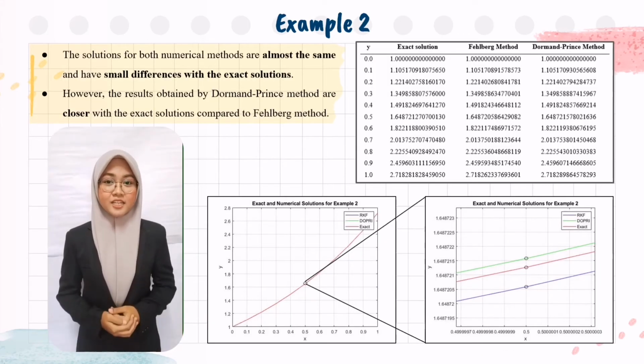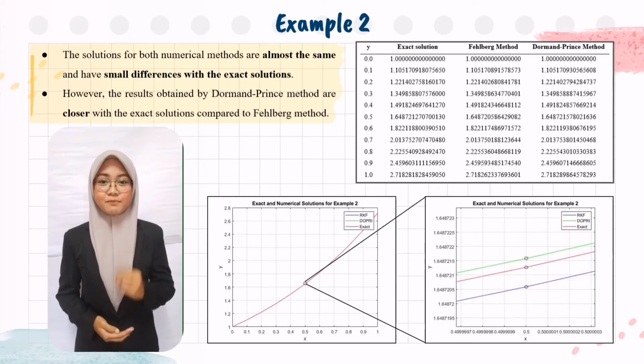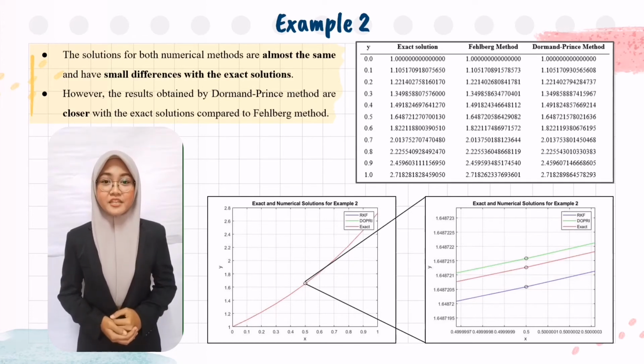Now, let's take a look at the results obtained for example 2. Based on the table and the figure, the result obtained in example 2 is similar to example 1, in which values obtained for the Dormand-Prince method are closer to exact solutions compared to the Fehlberg method. It shows that the results obtained by the Dormand-Prince method are closer to the exact solutions compared to the Fehlberg method.